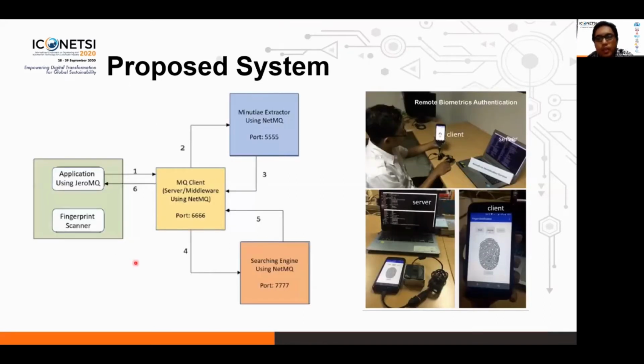Proposed system. It consists of a client and a server. This one is the client and this one is the server. The client is a smartphone connected with a fingerprint scanner. The client will send the image to the middleware, and the middleware will send the image to the Minutiae Extractor, and the result is a minutia template that will be sent back to the middleware, and the middleware will send it to the search engine. And the result is the number of the person if matched, and will be sent back to the client.